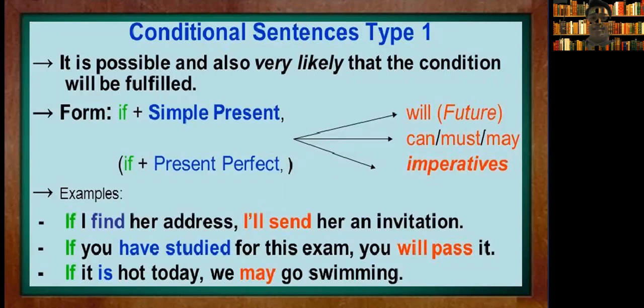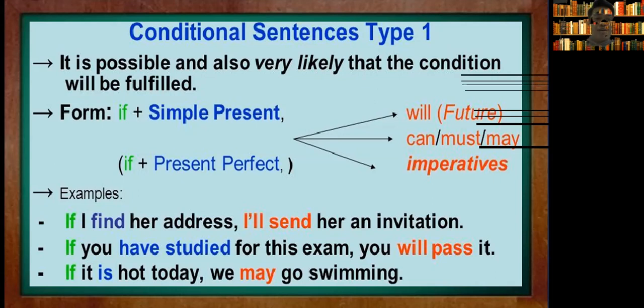Again, conditional sentences type 1 expresses that it is possible and also very likely that the condition will be fulfilled. Okay, so this is the form. You should have an if plus your present simple form of verb, or actually present perfect. But for this time, I encourage you to use present simple form of verb. Then will in the result clause, or if your sentence is in the imperative case, you can use can, must, or may. Now, this imperative case, I will discuss in my next grammar video. Okay? So for now, let's stick to the use of will.